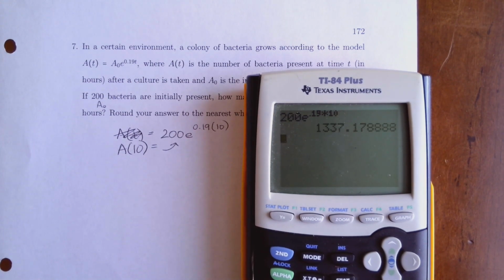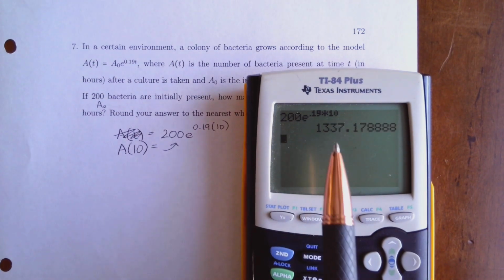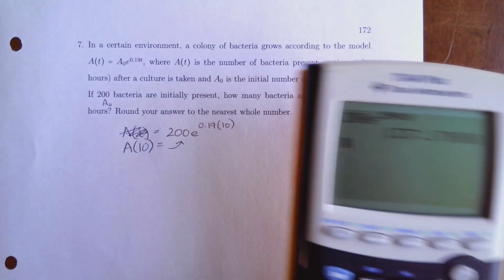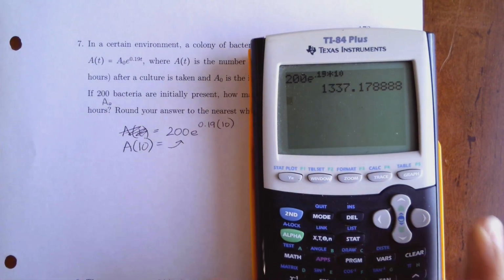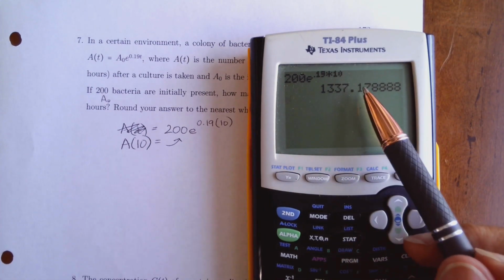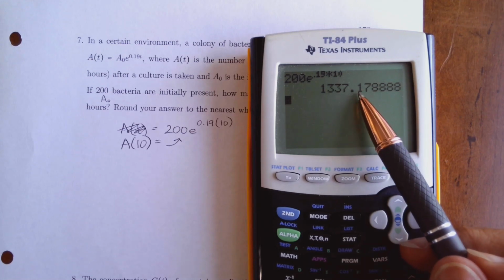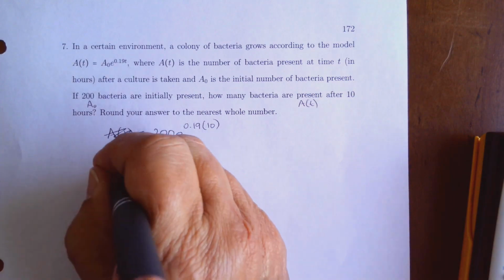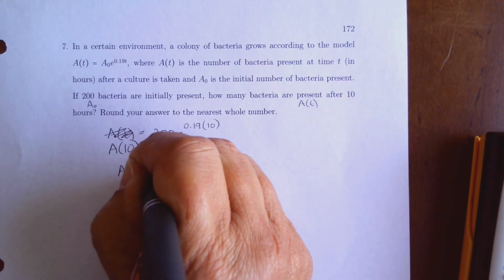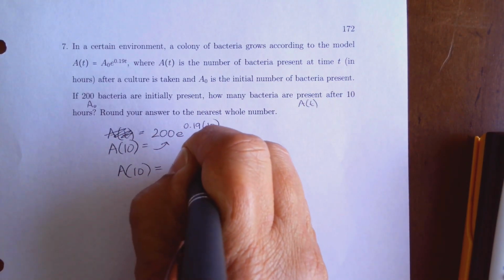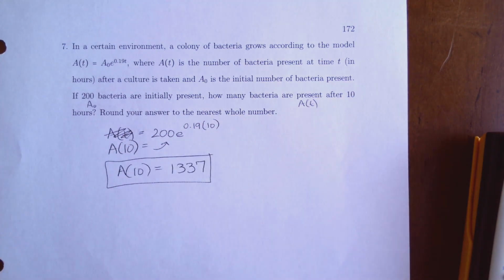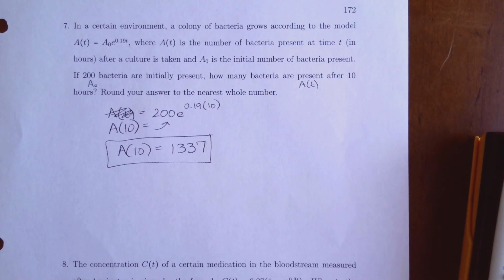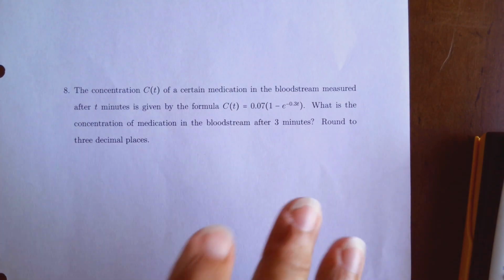So after 10 hours, we're going to get 1,337, and it says round to the nearest whole number this time. So we're going to just look at that 1. So we're going to keep it at 1337. So A sub 10 is 1337. Nearest whole number, it said. Pay attention to what you're rounding. Okay? All right, and the last one.